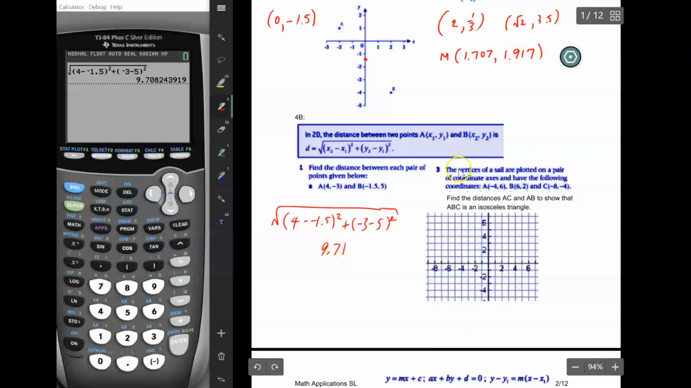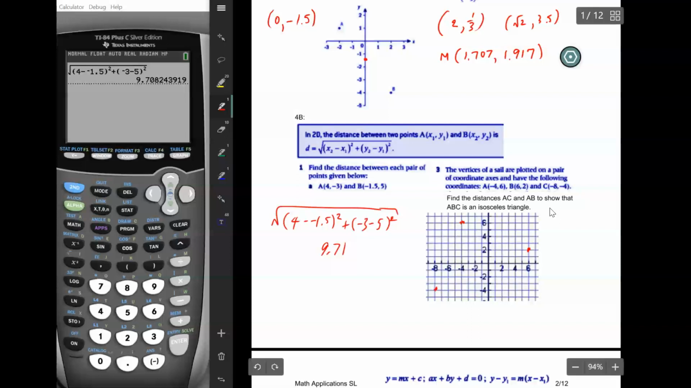Okay, and here it asks us to plot these 3 points, and then we're going to find the distances AC and AB to show that these points would form an isosceles triangle. Remember, an isosceles triangle is a triangle with 2 sides that are the same length. So let's plot negative 4 comma 6, that would be right there, 6 comma 2, that would be right there, and negative 8 comma negative 4, which would be right there.